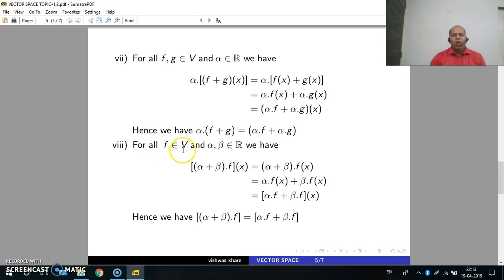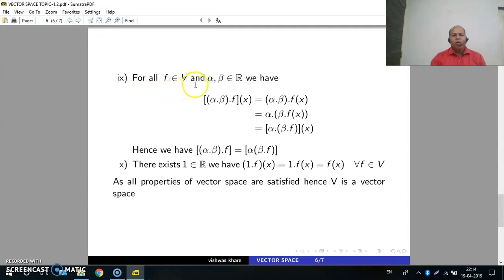Eighth, for all f belongs to V and alpha, beta belongs to R, we have ((alpha + beta) · f)(x) is same as (alpha + beta) · f(x), which is same as alpha · f(x) + beta · f(x), which can be written as (alpha · f + beta · f)(x). Therefore, we conclude that (alpha + beta) · f is same as alpha · f + beta · f.